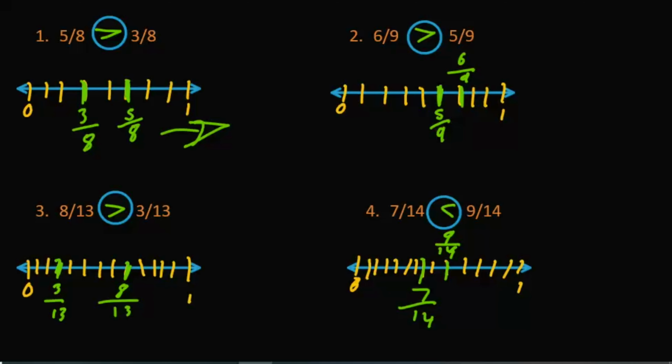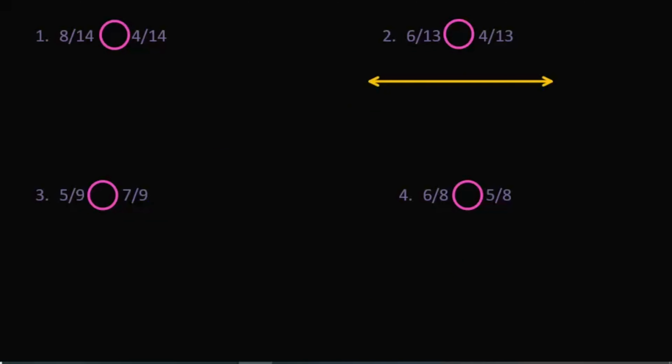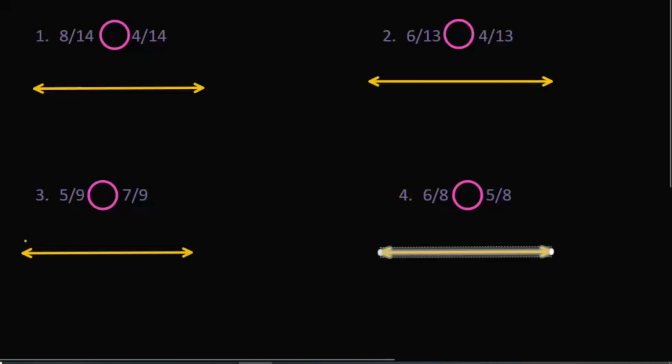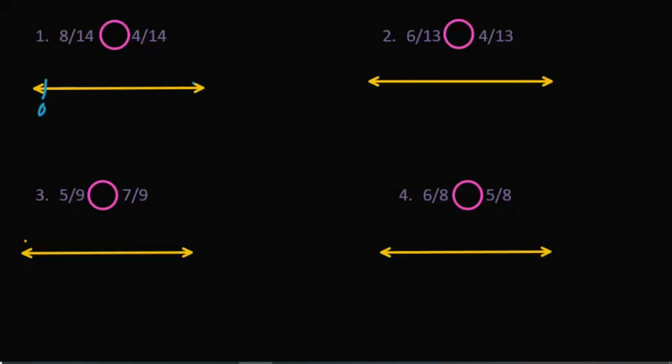So now let's do problem time. So, okay, so let's see. So the first one says, oopsies. Let's do that. Okay. So the first one says 8/14 or 4/14. Let's do this. 0 and 1.